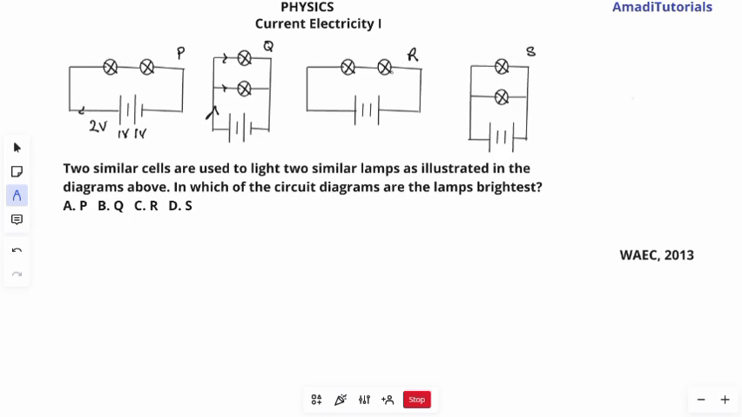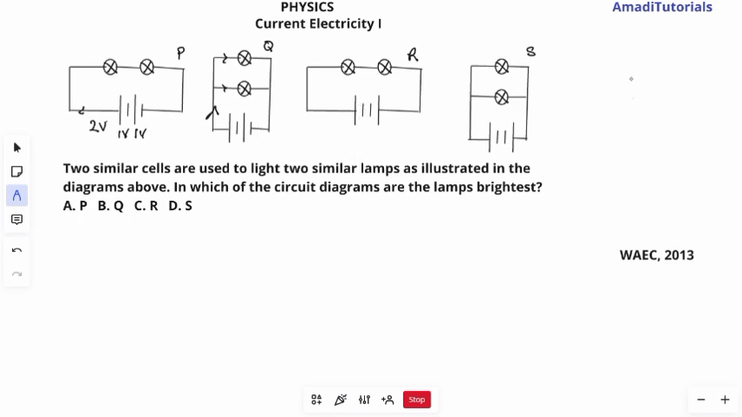Then you come to the third diagram, R. You see the way these cells are connected in a reverse manner. You see the positive terminal, negative is connected to negative. So it's not in a forward arrangement. That means the EMF or the voltage will cancel out.